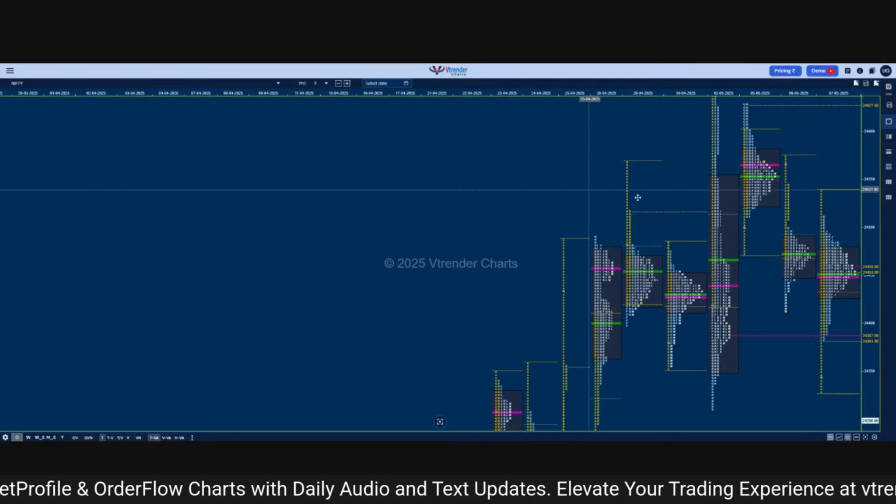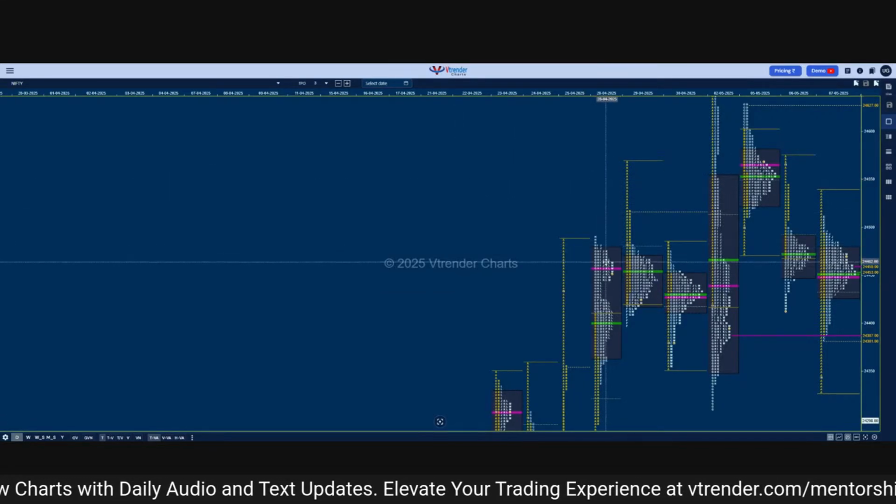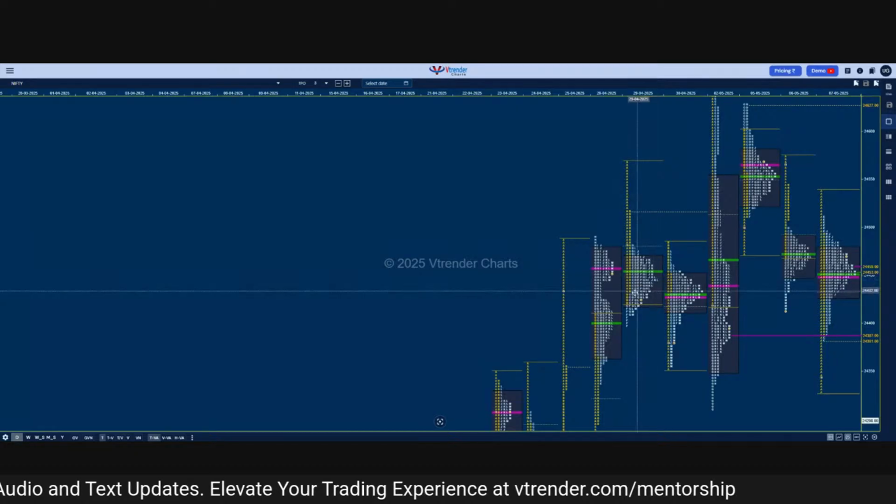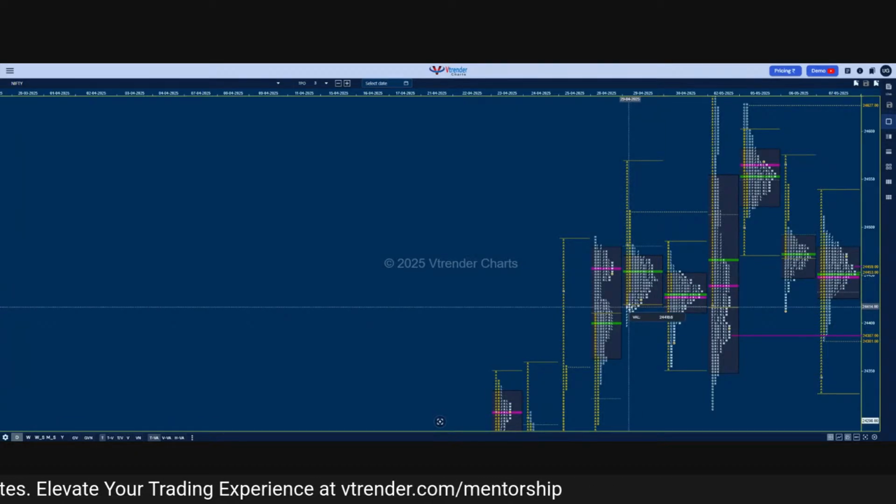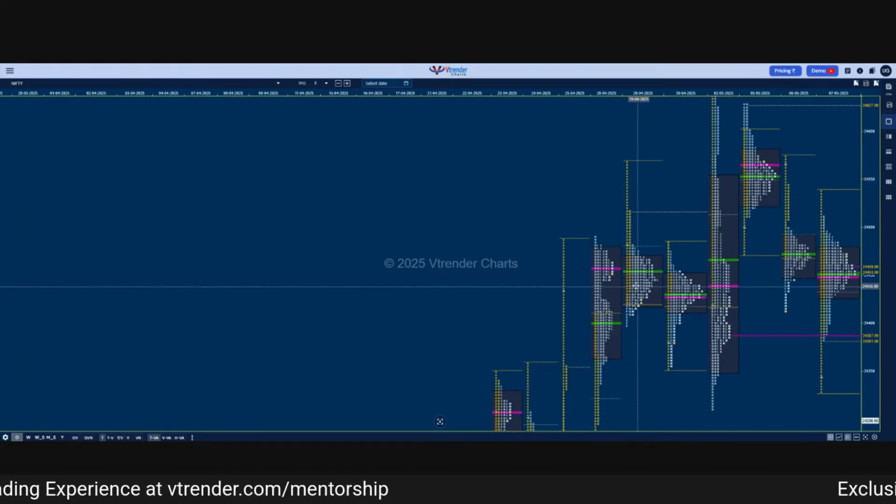So you can see clearly last week the first 3 days formed overlapping value. So what do we make of this? How do we trade this if you want to prepare for the next session?